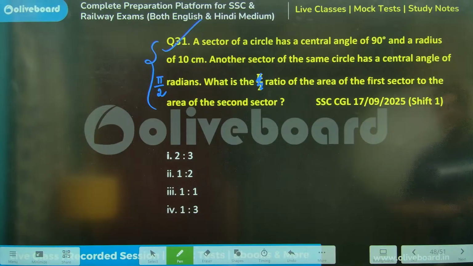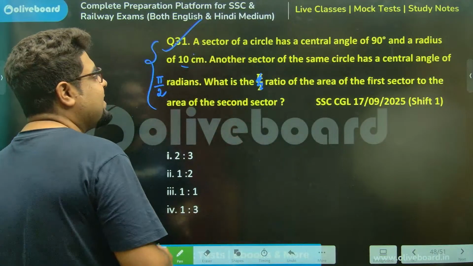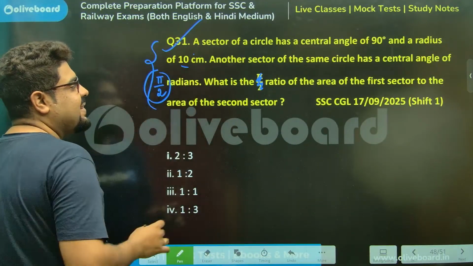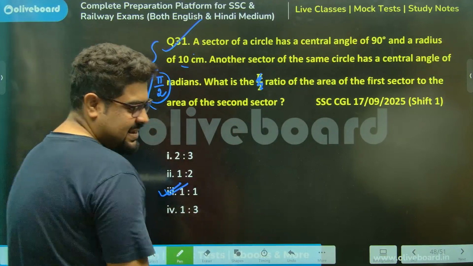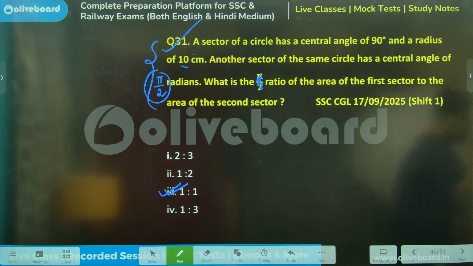A sector of a circle has a central angle of 90 degrees and radius of 10. Another sector has central angle pi by 2, which is also 90 degrees. What is the ratio? Again the answer is 1:1. We don't need to do anything; nothing is required to be done.